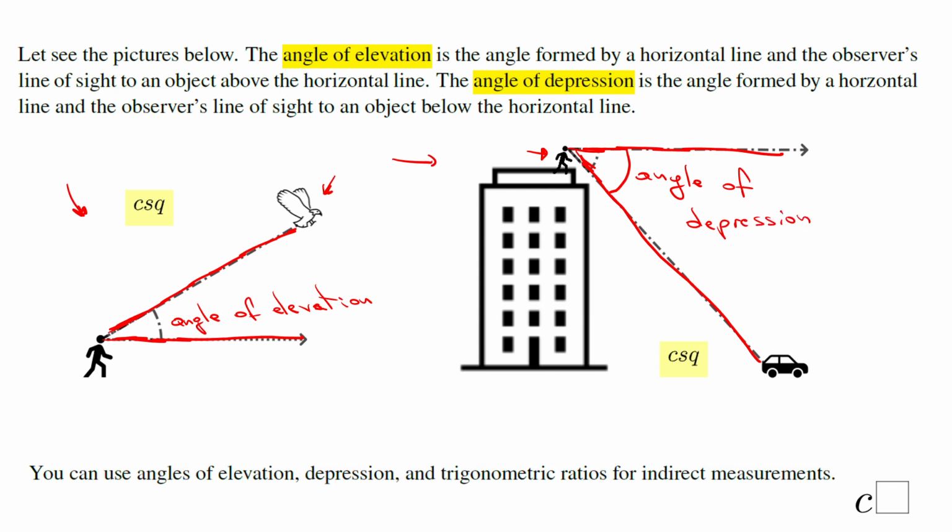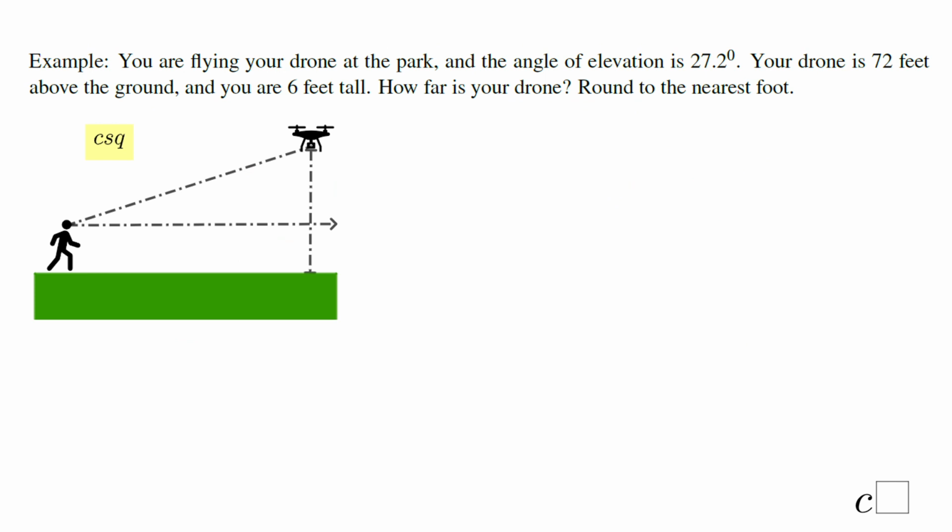Like I said, with these two angles and trigonometric ratios, we can solve real-life applications involving indirect measurement. Like this one: you are flying your drone at the park and the angle of elevation is 27.2 degrees. This is the angle. Your drone is 72 feet above the ground and you are 6 feet tall, so that is very important. We have two things here. This is 72, and yes, you are 6 feet tall. How far is your drone?